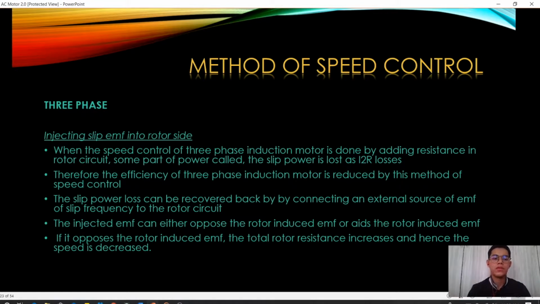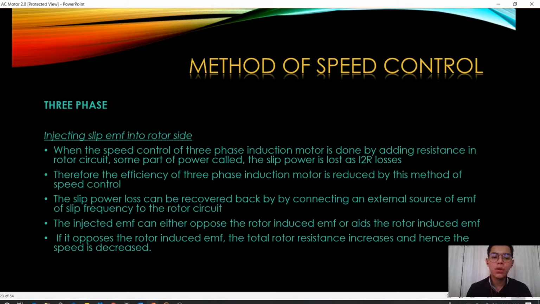Very simple. Now the 3-phase method of speed control. There are many ways we can do it, either by adjusting the rotor side or adjusting the stator side. But for this presentation, I will only take the rotor side, and that is by injecting EMF.